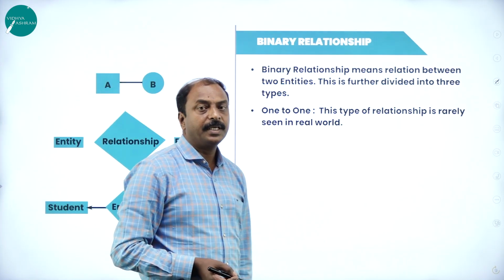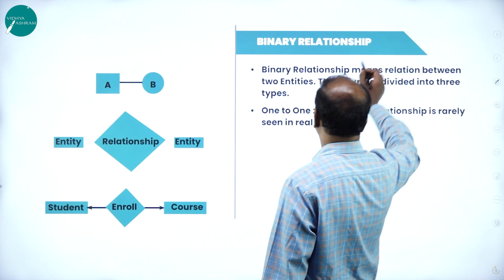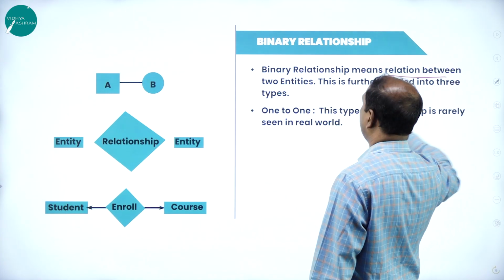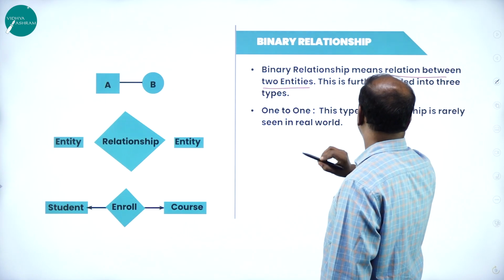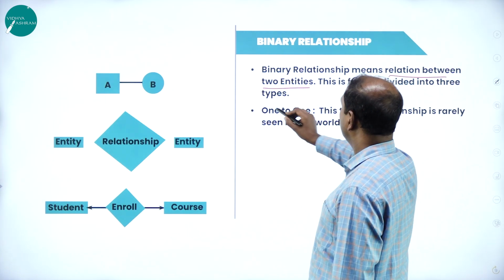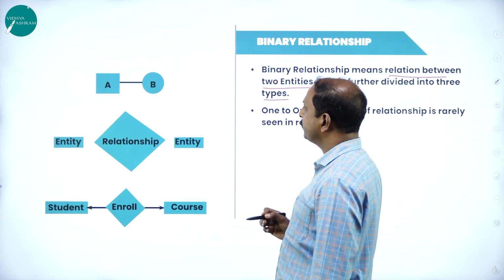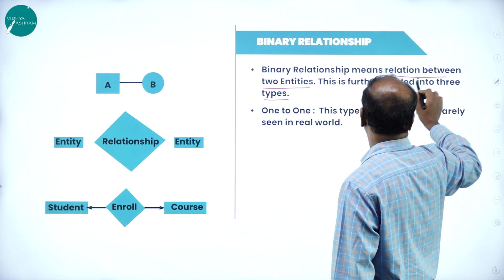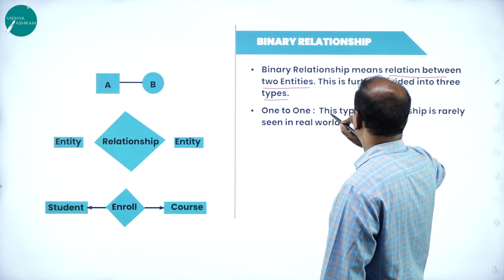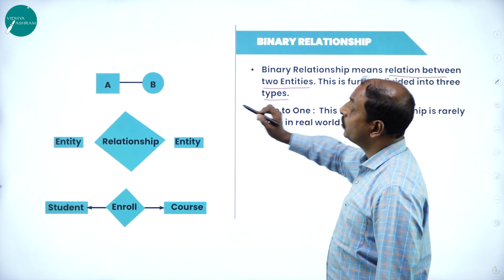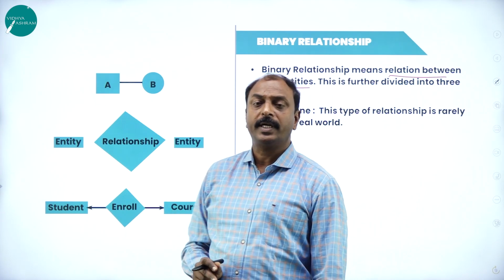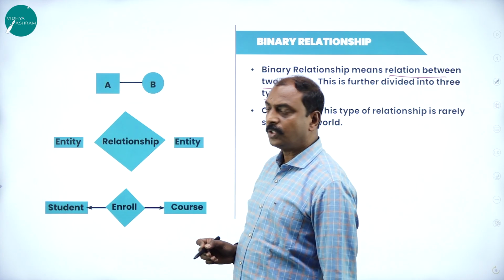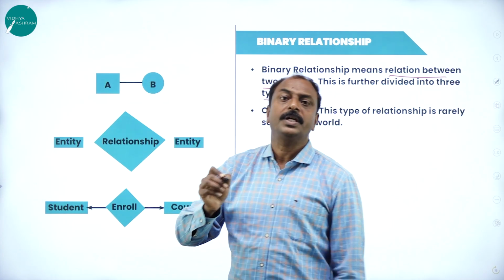The first one is binary relationship. So what is a binary relationship? Binary means a relationship between only two entities. This is further divided into three types. In binary, the relationship is between two entities and only between two entities. You cannot have more than two entities. Bi stands for two. There should be a relationship between only two entities.